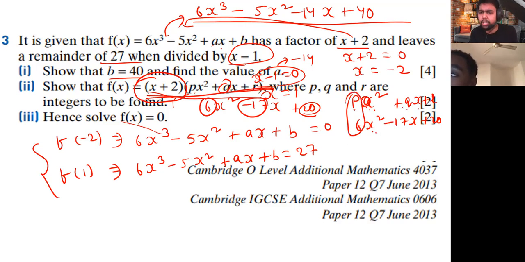Here it is plus qx, here minus 17 qx. So q is nothing but minus 17 and r is 20. So p is equal to 6. See, same question, same as previous one, right? And r is equal to 20.